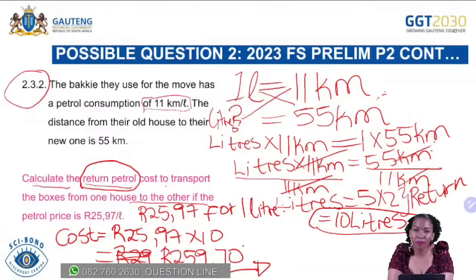If they say return, then you know that it means it's a double trip. They're going and they are coming. If they say 3 return trips, it means in total it is 6 trips, because return means double. If they say 4 return trips, it means a total of 8 trips.